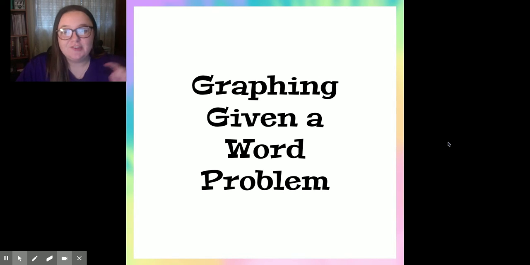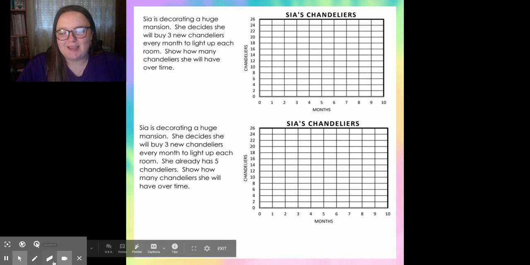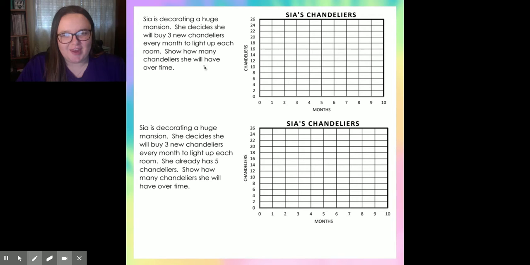So by the end of this, you should be able to get your own word problem, be able to take the pieces out of that word problem, find the different pieces that you need to graph, and then have a graph that represents that word problem. Okay, so I'm going to go ahead and move us right into our first example. And I hope you like these examples, right? We tried to make them fun and relevant.